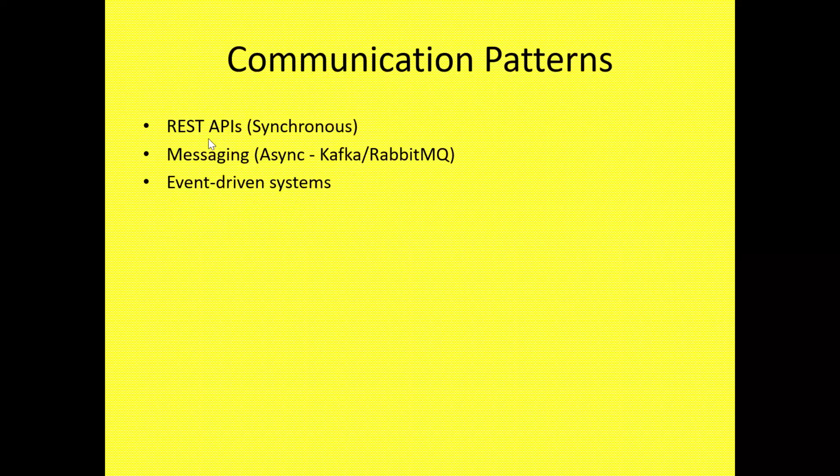Next thing is messaging, async: Kafka and RabbitMQ. Event-driven mechanism, whereas REST API is synchronous. So as a best practice, we have to go for either RabbitMQ or Kafka. Kafka is an AWS service, RabbitMQ is an independent service. So for us, we are going to use RabbitMQ for our development.